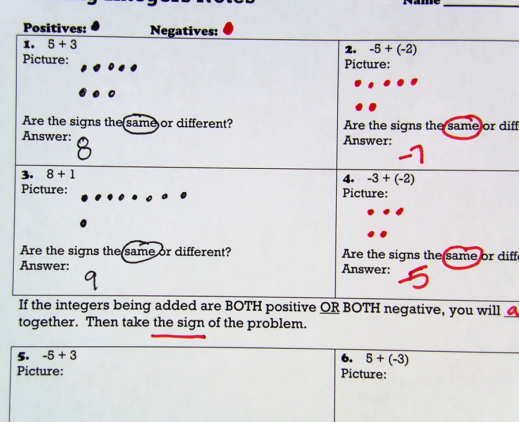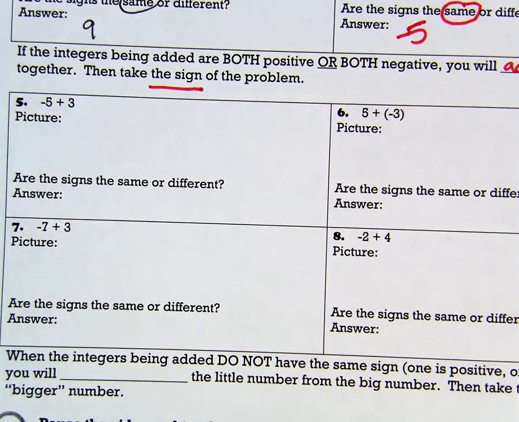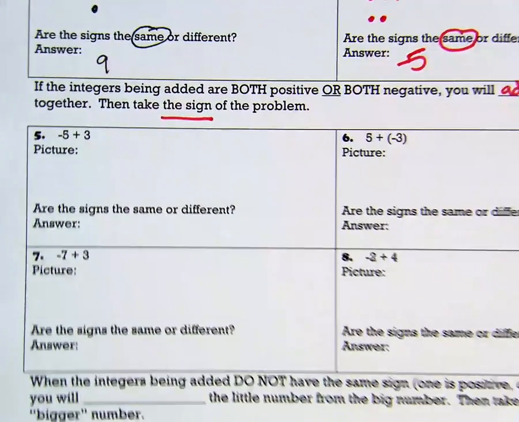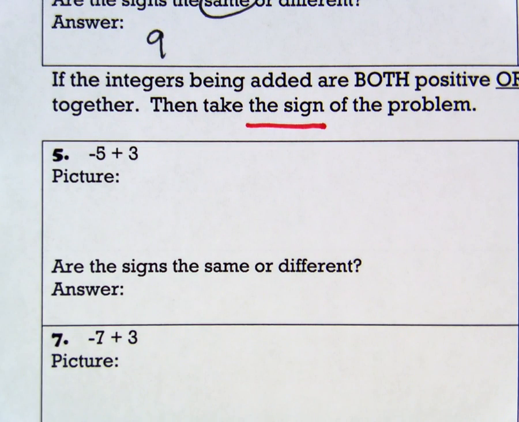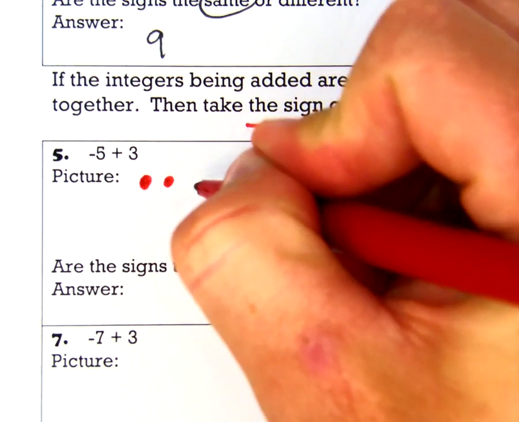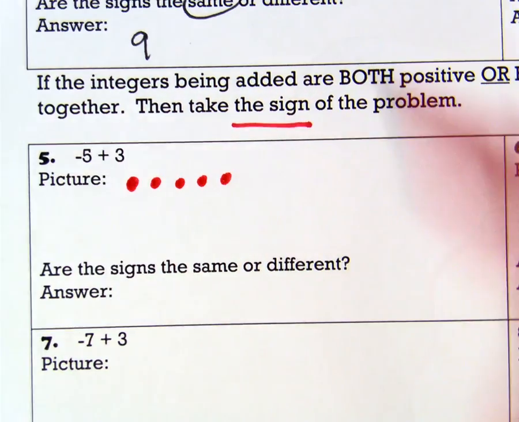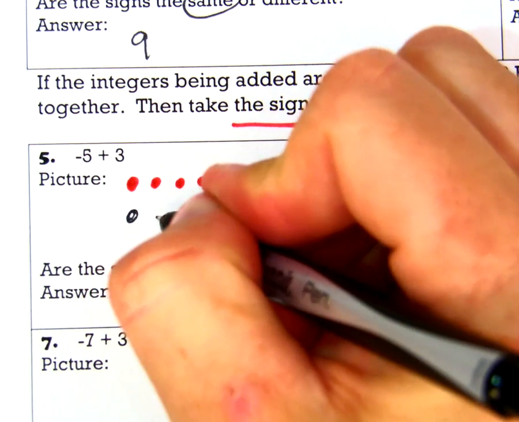Now it's going to change when we go ahead and do a positive and a negative. Let's go ahead and look at those. So our first one is negative 5 plus 3. So I'm going to go ahead and draw my picture. Put 5 red ones for 5 negative. And then I have plus 3. I'm going to put 3 right there.